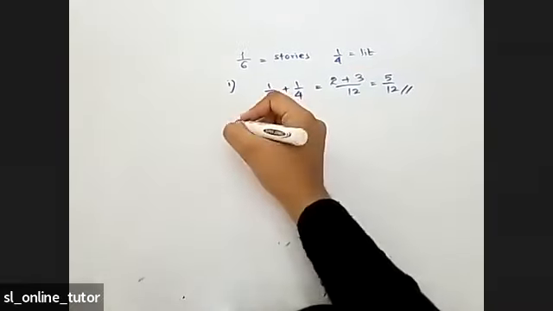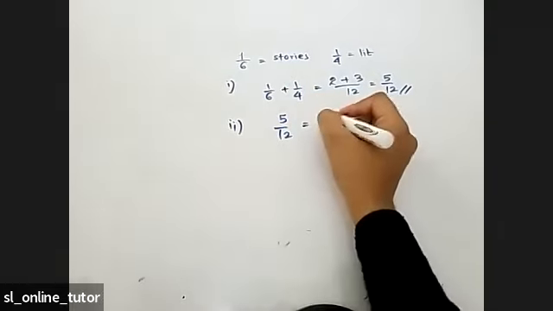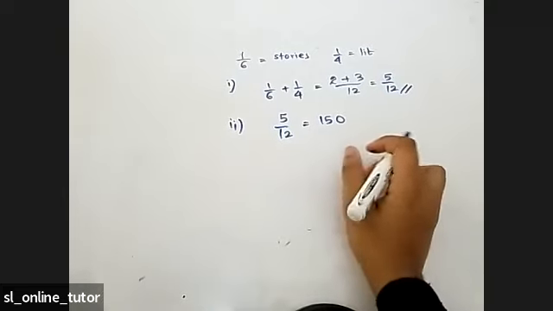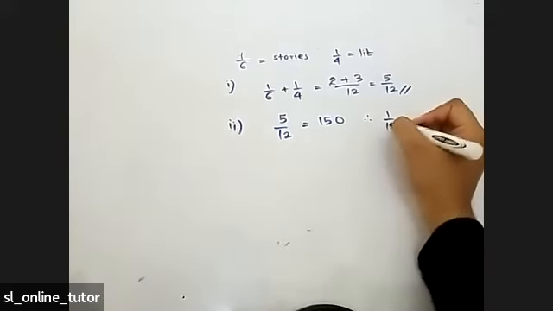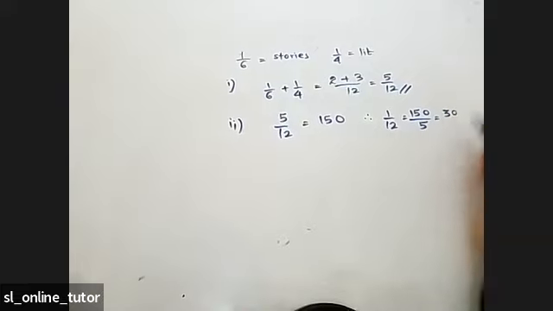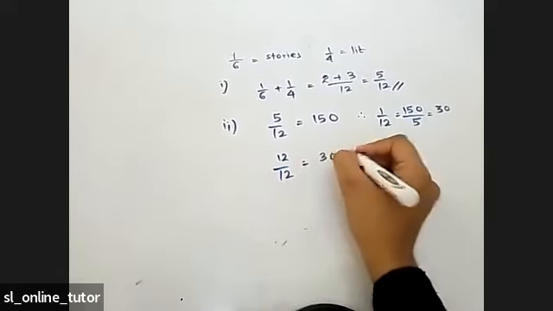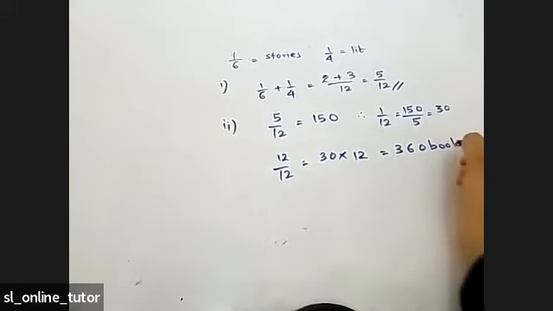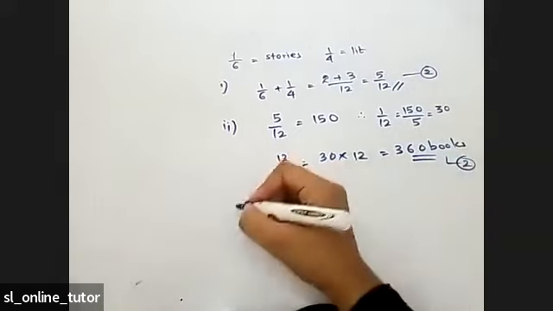This much he donated. If he donated 150 books, 5 over 12 means 150. Find the number of books that he had. 5 over 12 means 150. So 12 over 12 means how much? Can you understand? We are to find for 1 over 12. 150 divided by 5. So you are getting how much? 30 is 1 over 12. So what is 12 over 12 then? 30 into 12. 360 books he had. So here you get 2 marks. Here you get 2 marks.